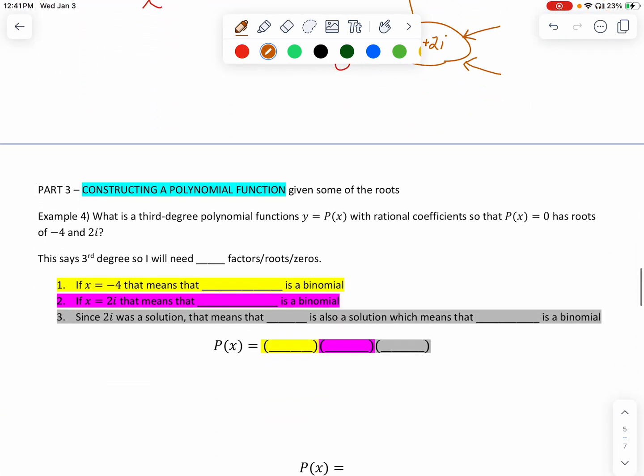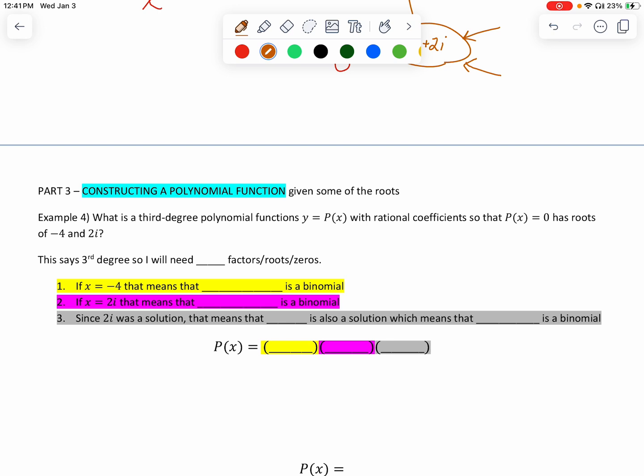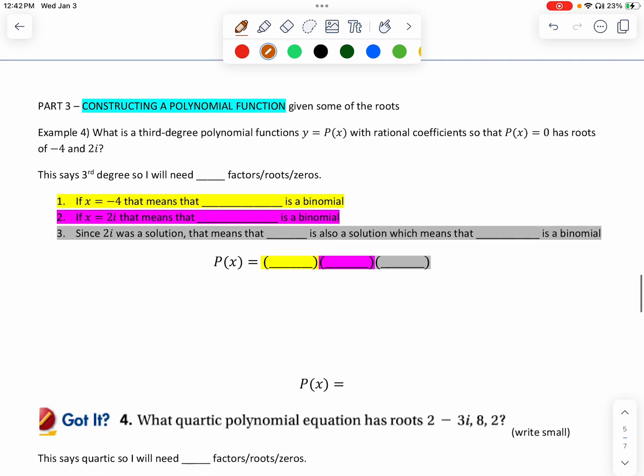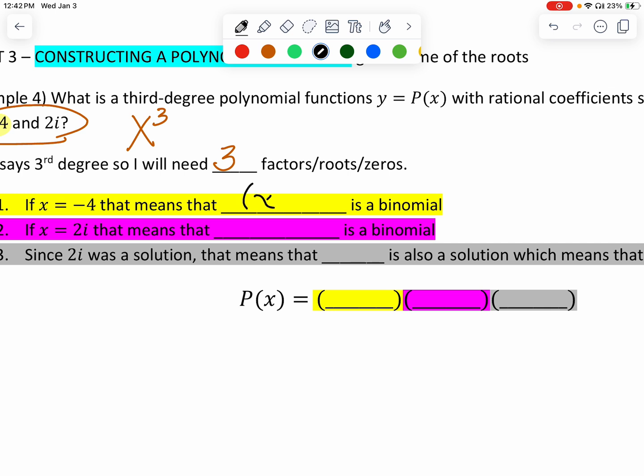All right, now we're going to use that to construct a polynomial function. Part 3. How do you construct a polynomial function given the roots? So I'm going to just walk you through it, and we're going to use this theorem up here. What is a third degree polynomial, p of x, with rational coefficients so that p of x is 0 if it has these roots given? This says that it's third degree, so I will need to have 3 factors, or 3 roots, or 3 zeros. They are telling me, in yellow, that x equals -4. Does that imply anything? No, it doesn't, because it's a rational answer. But it does mean that x plus 4 must have been its binomial, because if you solve for x, you would get -4.